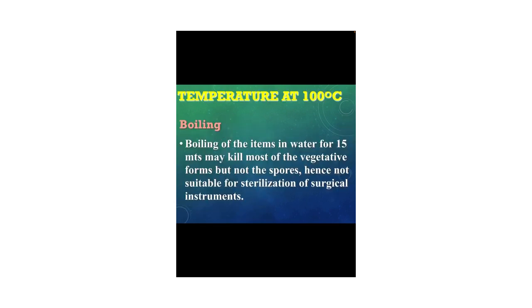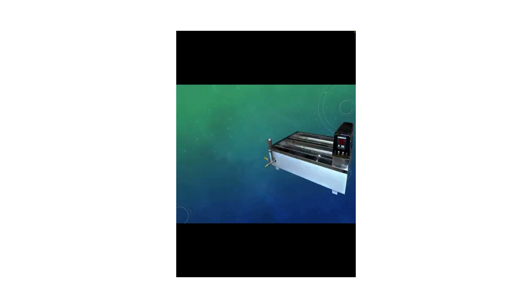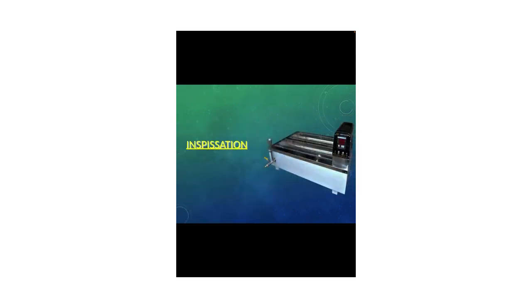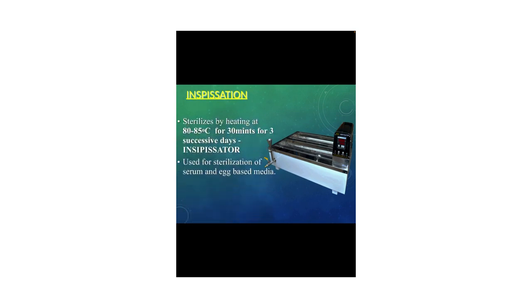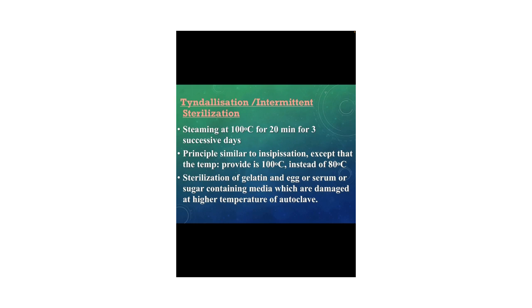Then temperature at 100 degrees Celsius. Boiling is the important method. In the boiling method, the temperature is 100 degrees Celsius. This kills most of the vegetative organisms. Tyndallization is similar to inspissation. Inspissation is 3 consecutive days at 85 to 100 degrees Celsius, and above 100 degrees Celsius is tyndallization. Then steaming. Koch or Arnold sterilizers are mainly used, as well as autoclaving.